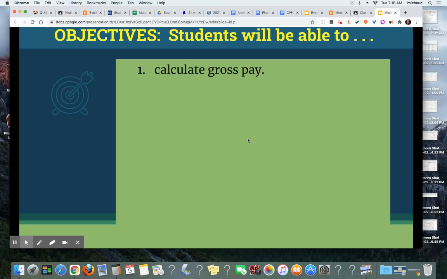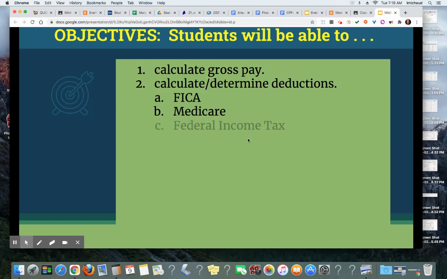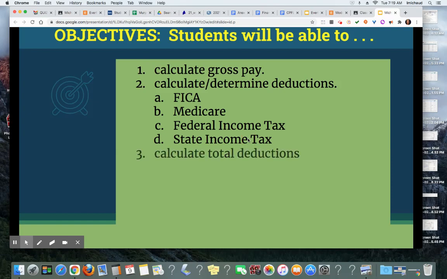Objectives. Students will be able to calculate gross pay, calculate and determine deductions such as FICA, Medicare, federal income tax, and state income tax. Students will be able to calculate total deductions and net pay.